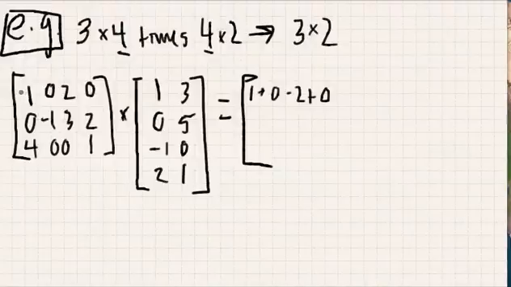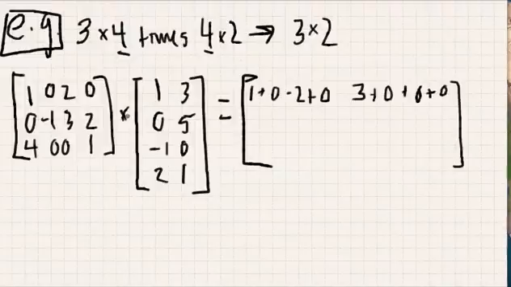Okay, then to get my second column, now to get the entry right here, the first row, second column, I'll draw my finger across the first row and down the second column. So 1 times 3 gives me 3, 0 times 5 gives me plus 0, 2 times 0 gives me another plus 0, and 0 times 1 gives me another plus 0.